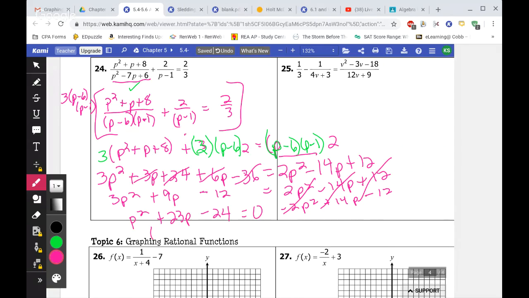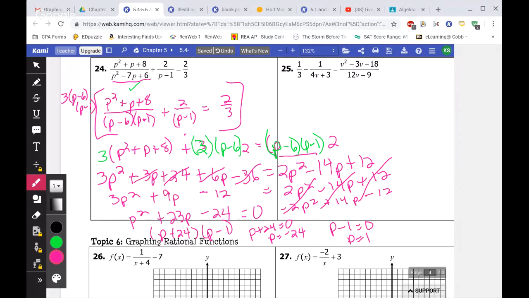So that means one of my factors will be negative and one will be positive. The bigger one's going to be positive. So that's going to be p plus 24 and p minus 1. So my possibilities of answers would be p plus 24 equals 0, which is p equals negative 24, or p minus 1 equals 0, or p equals 1.